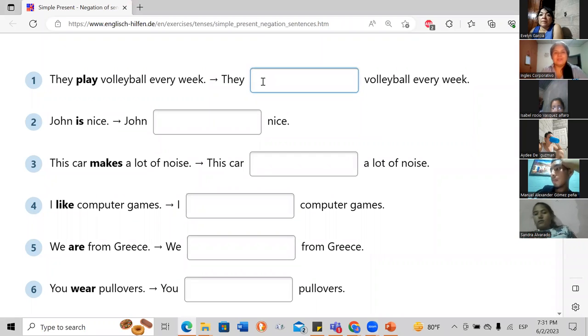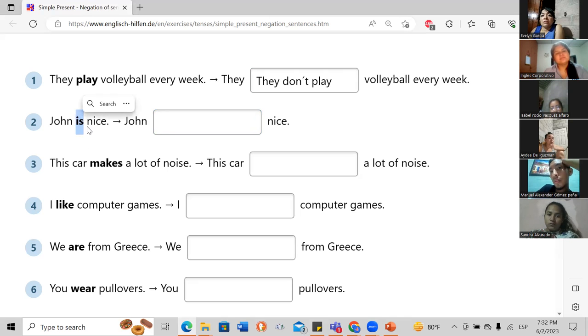Okay, they play volleyball every week. How will be negative? They don't play volleyball every week. Okay, John is nice. Aquí estamos usando el verbo to be. It's not nice. John is not nice. Uh-huh. This car makes a lot of noise.